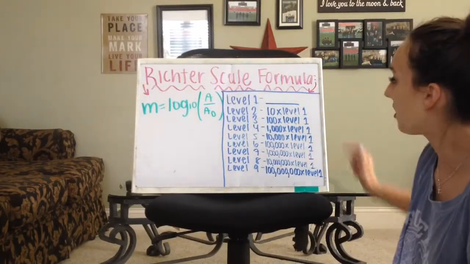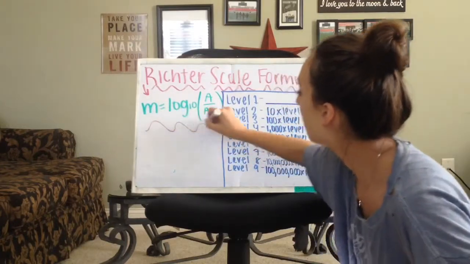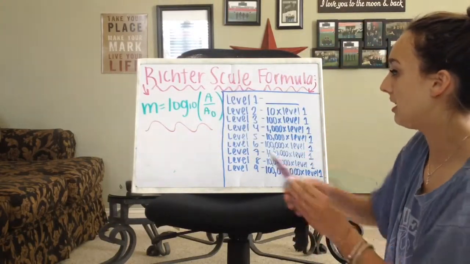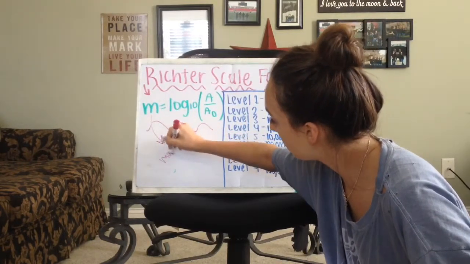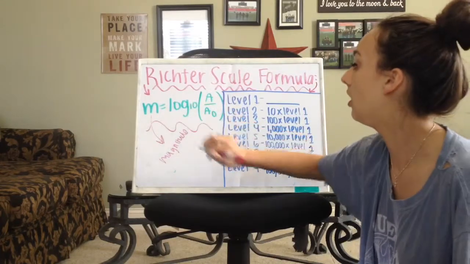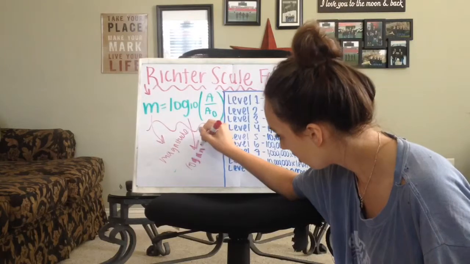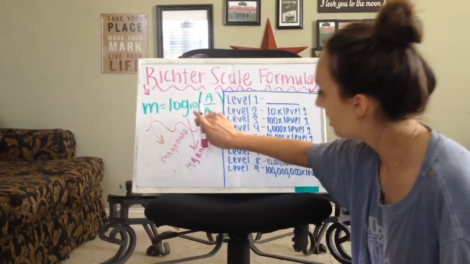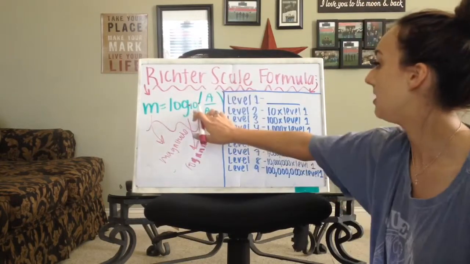Okay, so this is the Richter scale formula, and the formula is over here. I just underlined it in purple. It's M, which is magnitude, equals a logarithm times 10. I'm just going to put a little dot in there so you know it's multiplied by 10.